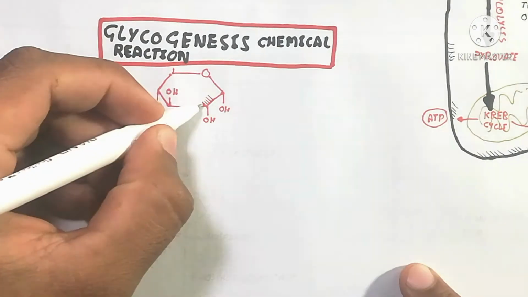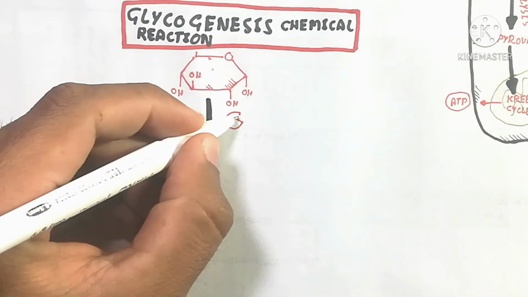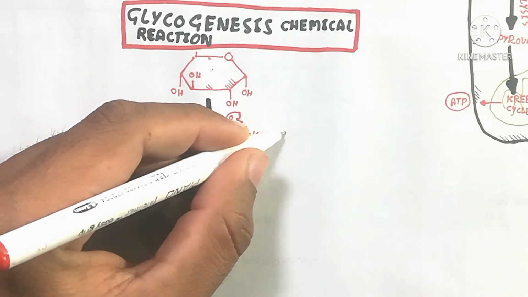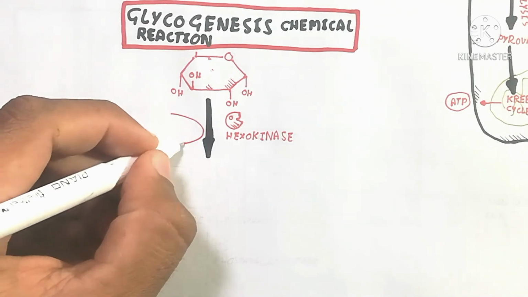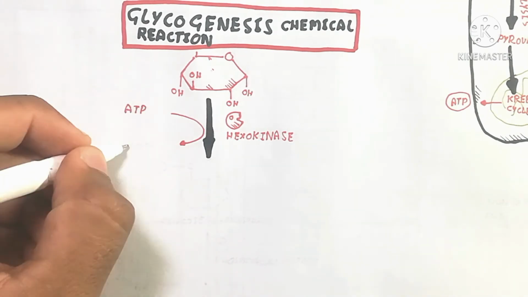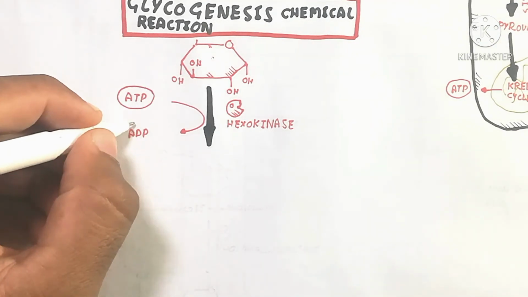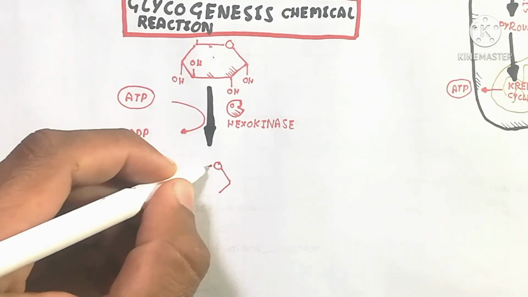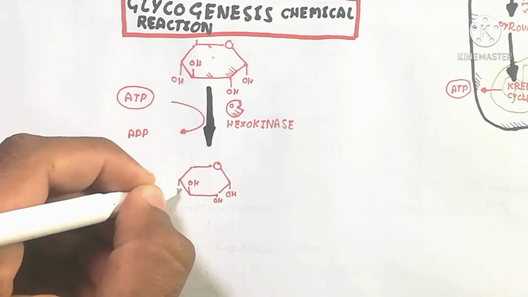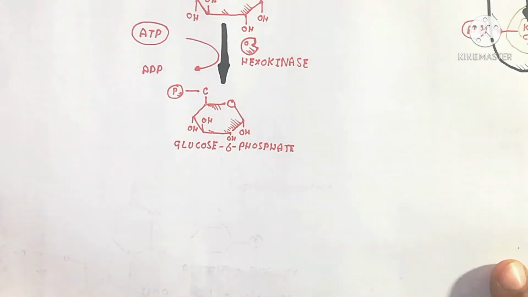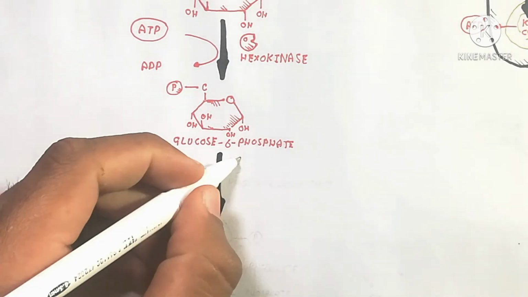So here is the glycogenesis chemical reaction. First of all, the sugar will enter into the liver or muscle, where it is acted on by the hexokinase enzyme in the presence of ATP to produce ADP, and that converts into glucose 6 phosphate. It means carbon number 6 contains a phosphate group along with the sugar.